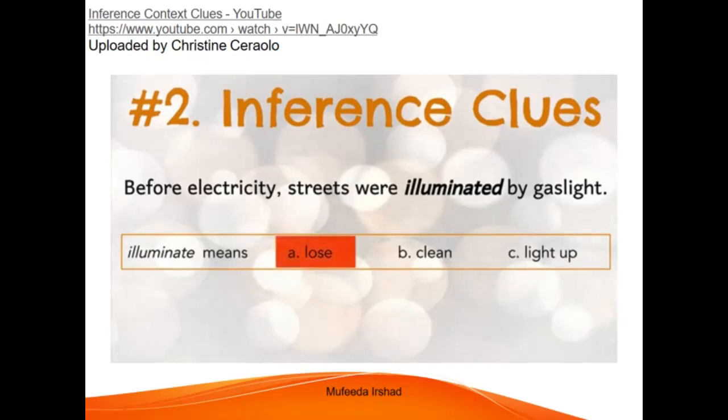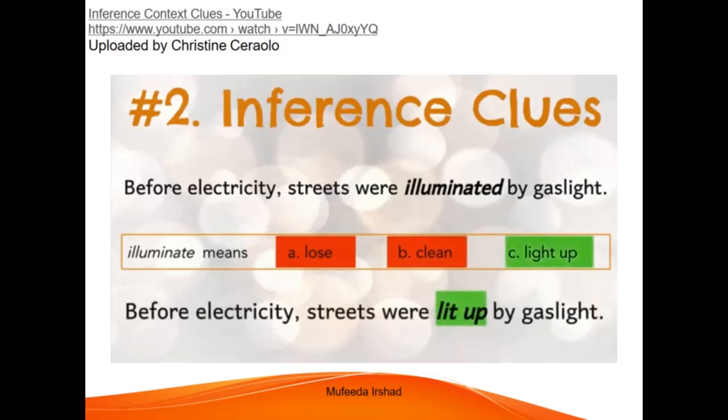Well, in this sentence, lose doesn't make any sense. Nothing is missing or lost. Clean. I don't know what that would have to do with a gaslight or electricity. So I think it's going to have to be light up. Let's see if that works. Before electricity, streets were lit up by gaslight. That makes sense.